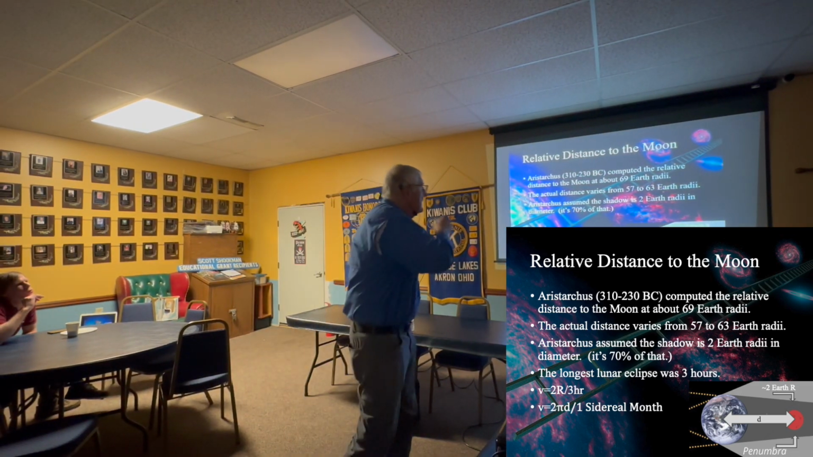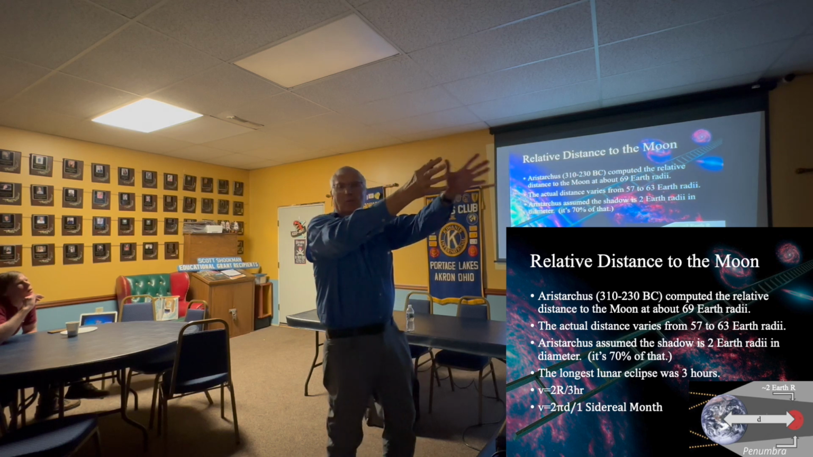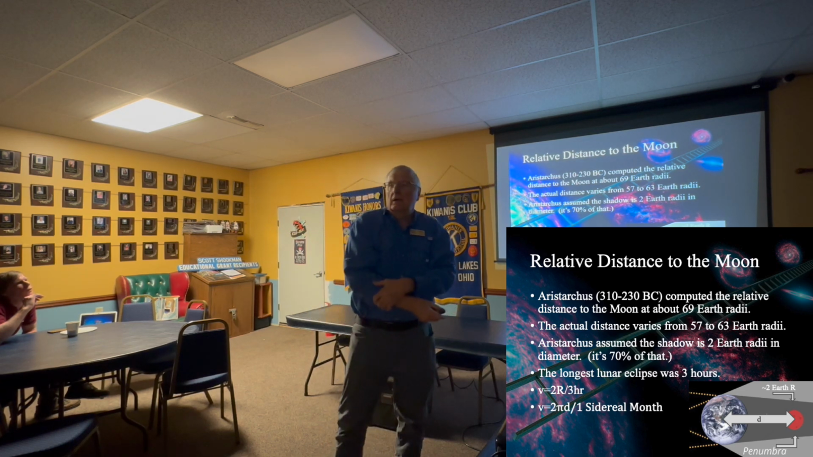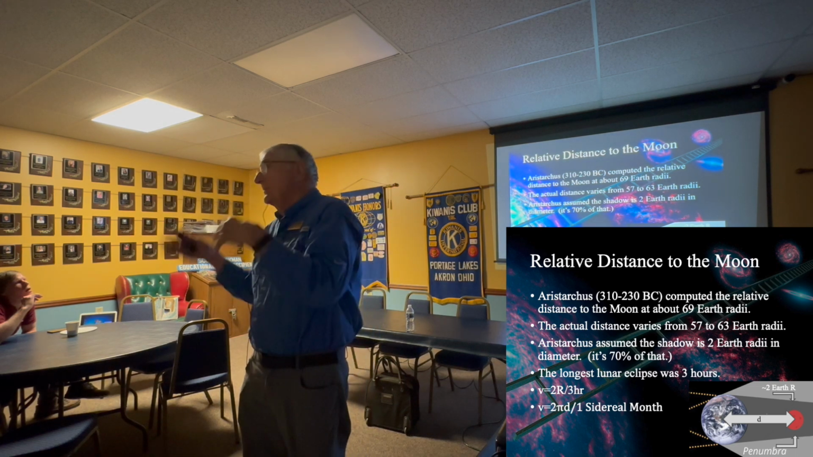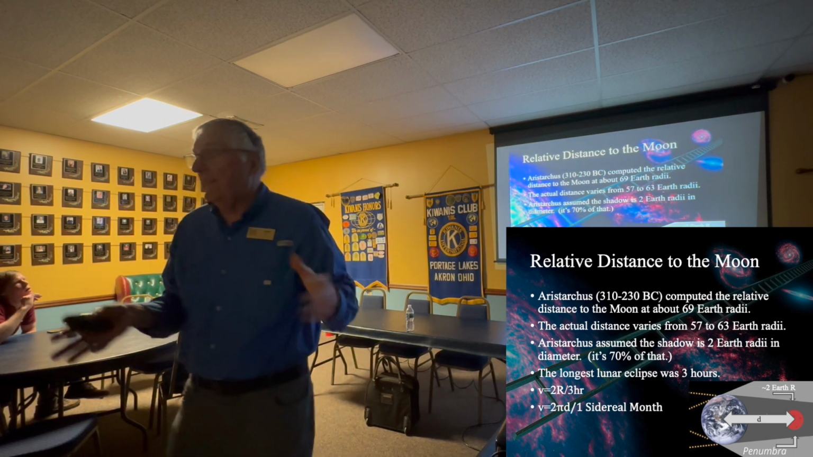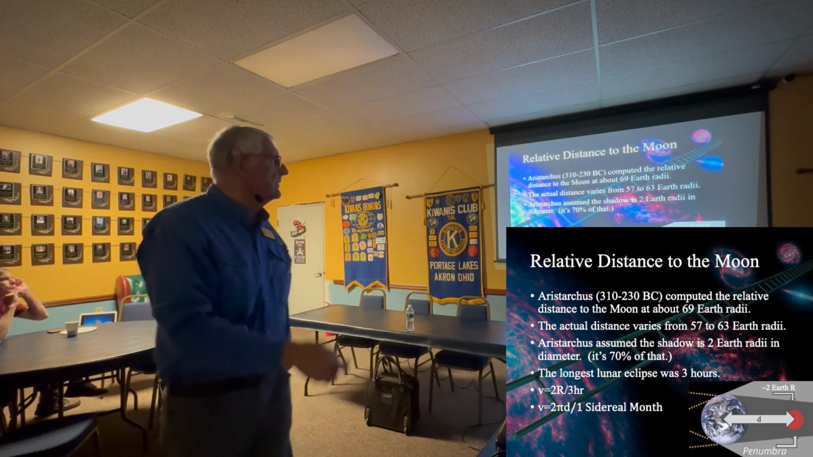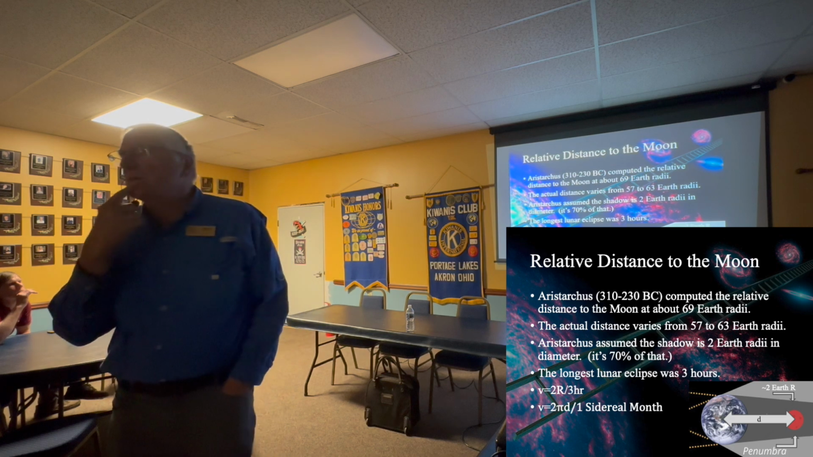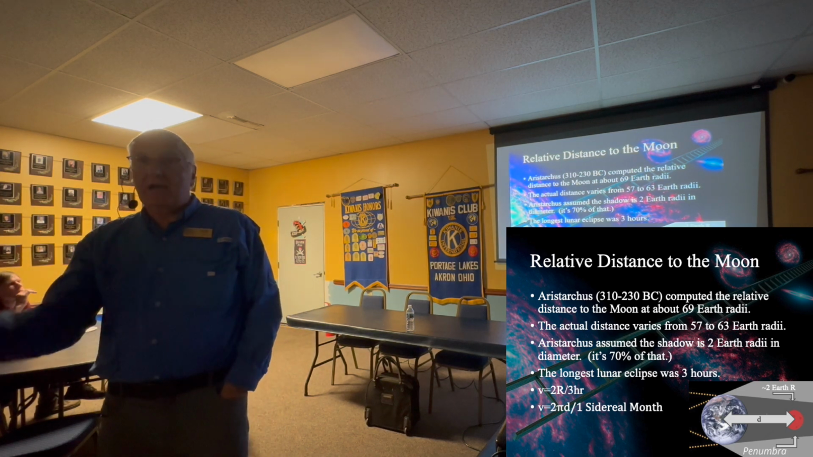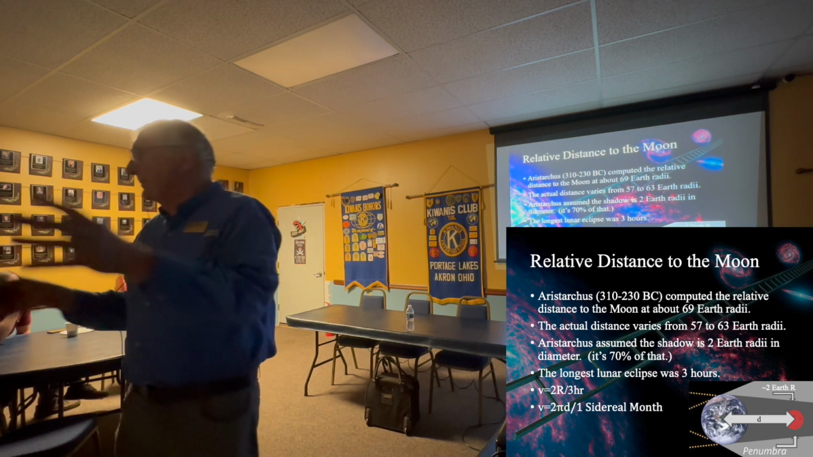And so he assumed that the shadow of the Earth out there was two Earth radii, or the diameter of the Earth, which is pretty close, but it was actually about 70% of that because it is tapered. He knew the longest eclipse was about 3 hours long, as best that they could measure time at that point. So we've got a lot of variables here.